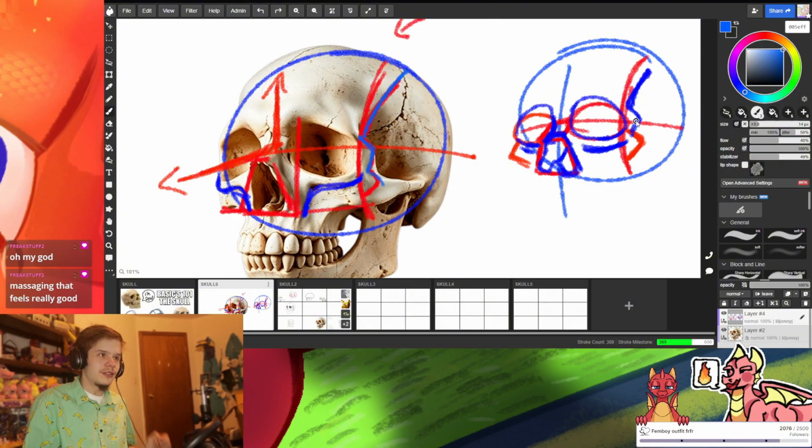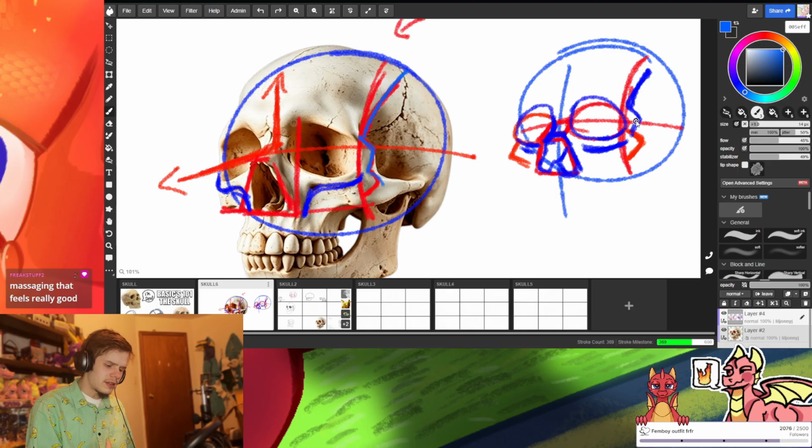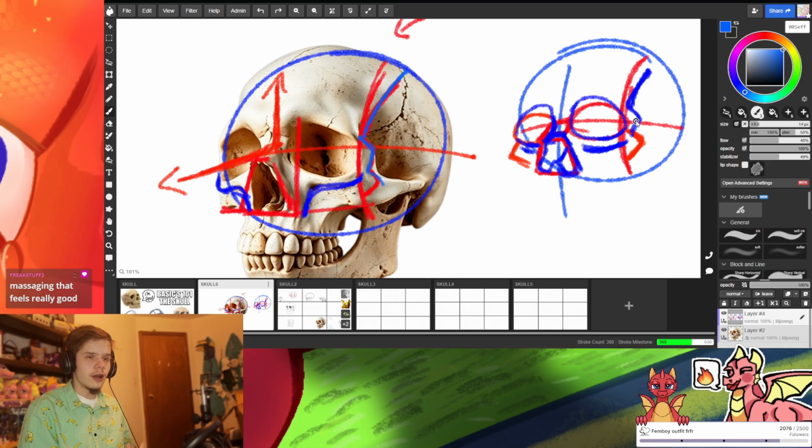Oh my god, massaging that feels really good. Oh yeah, dude. Oh yeah, dude. Learning art also comes with the bonus of learning all the good massage points.